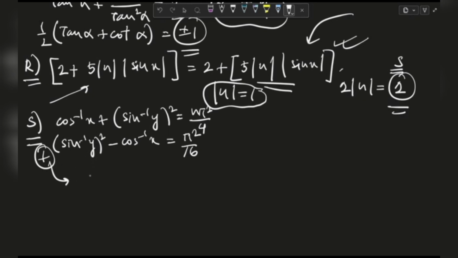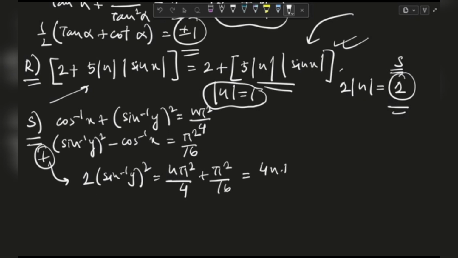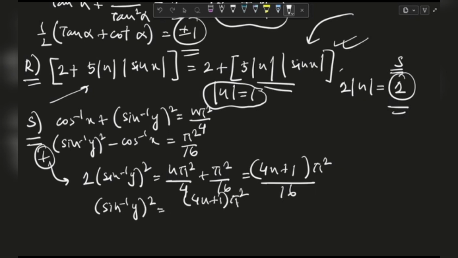So from here, if we add these two equations, we will get 2 sine inverse y squared as n pi squared by 4 plus pi squared by 16. So I guess this comes out to be 4n plus 1 times pi squared by 16. So your sine inverse y squared comes out to be (4n plus 1) pi squared by 32. That's it.